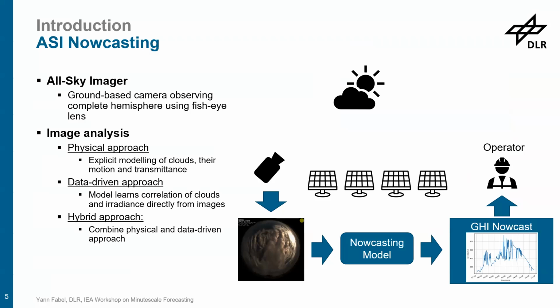First, there's the physical approach, where we explicitly model the clouds, their motion, and their transmittance. And there's a data-driven approach, where we try to train a machine learning model to learn the correlations between clouds and irradiance directly from images. And of course, we can combine both approaches in a hybrid model. And that's also what we did earlier, or before this new generative model. And as a result, we get a multi-step intra-hour irradiance forecast.